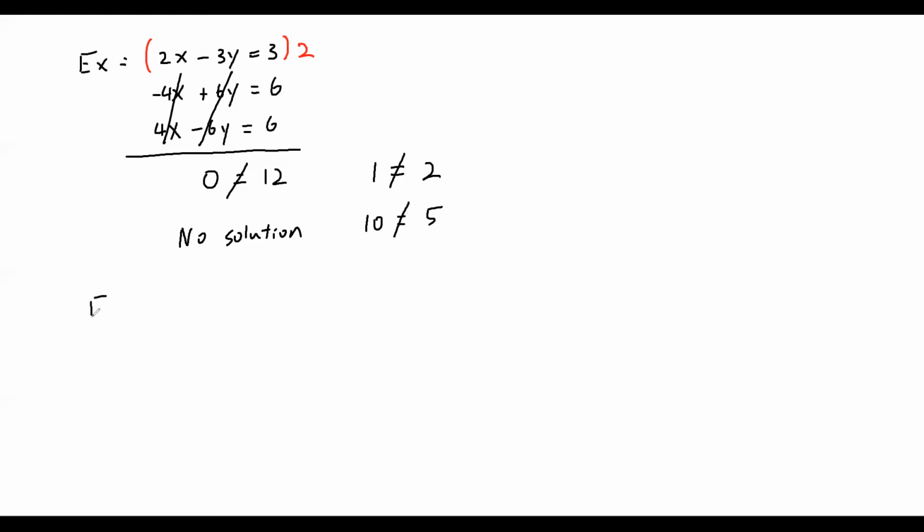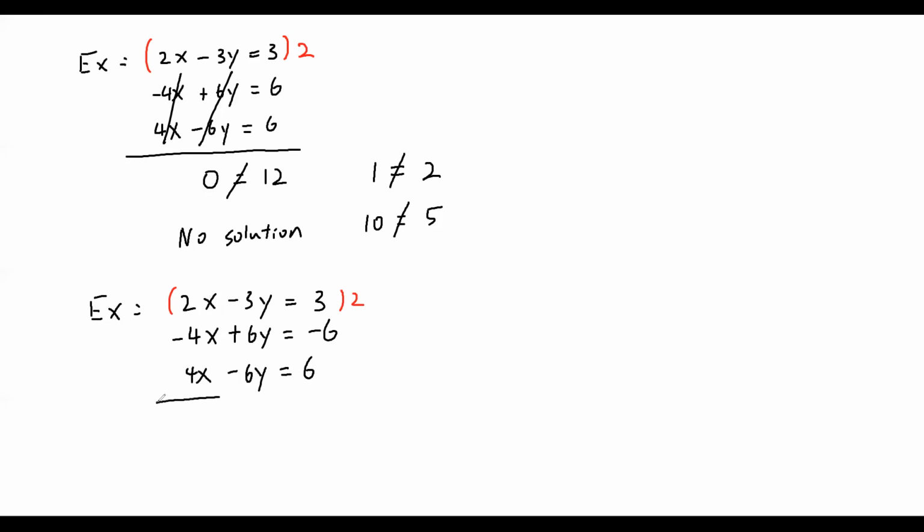So another example, we have 2x minus 3y equals 3, and -4x plus 6y equals -6. Now let's try to use elimination again. Why don't we multiply the first equation by 2 again? So we will get a new equation, 4x minus 6y equals 6. If we add the two equations up, negative 4x and the 4x ends up to be a 0, positive 6y and a negative 6y ends up to be a 0 also, and we have negative 6 and a positive 6. If we add them up, it's a 0 also.